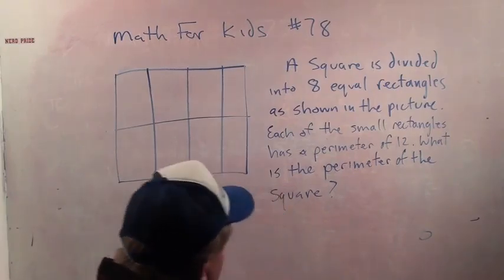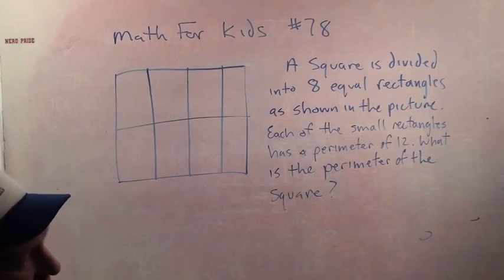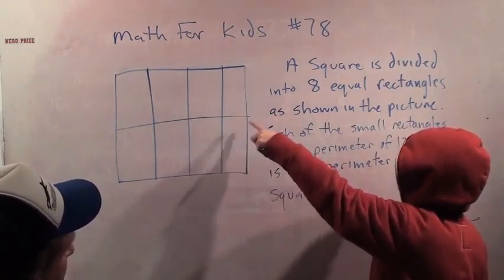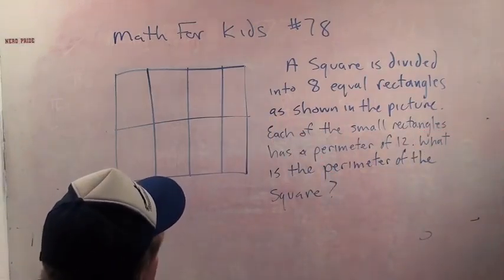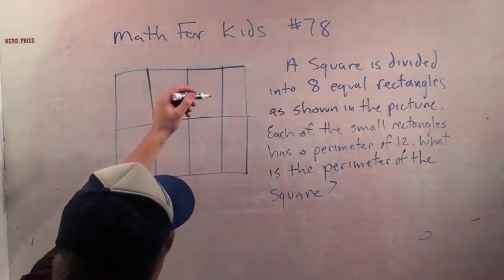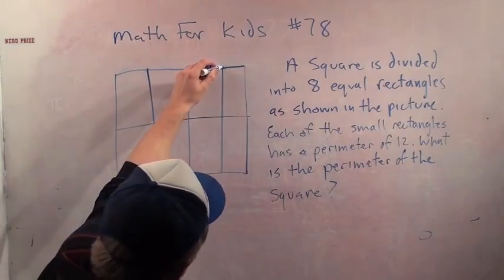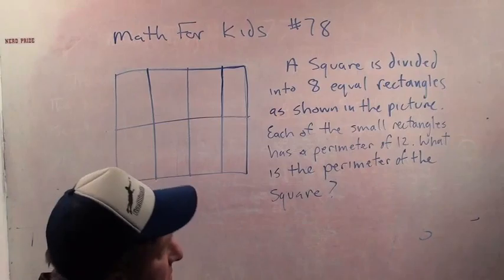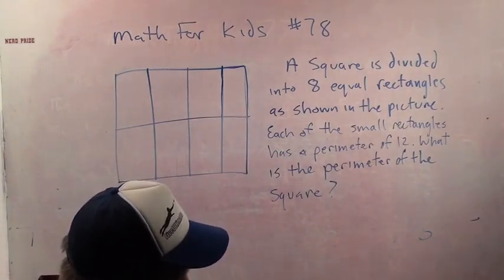Okay, what is the perimeter of the square? So how are we going to figure out this problem? Well, perimeter means all the way around. That's exactly right. So we know if you start on any one of these rectangles and go all the way around, you get 12.